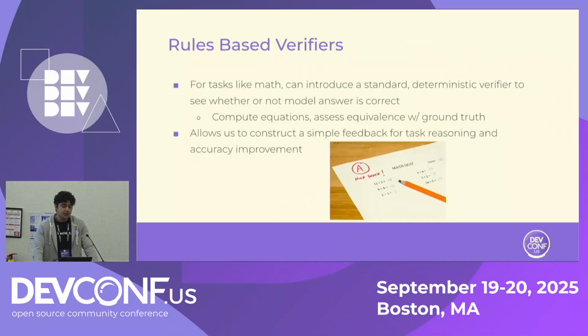So today I want to talk a little bit about reinforcement learning with rules-based verifiers. What that means is for tasks like math, we can introduce a standard deterministic verifier to see whether or not a model answer is actually correct. And this allows us to very easily assign rewards to given solutions. So it gives us a feedback loop where we can improve reasoning and accuracy very quickly by saying your answer is right, your answer is wrong.